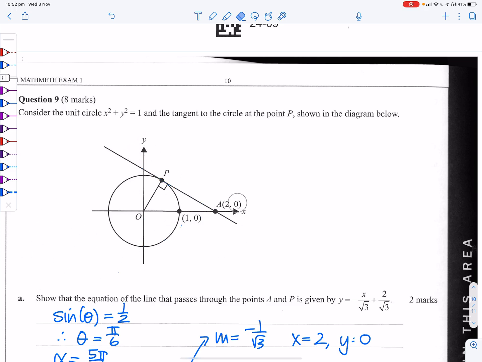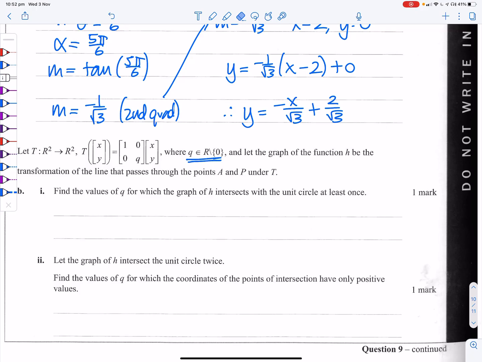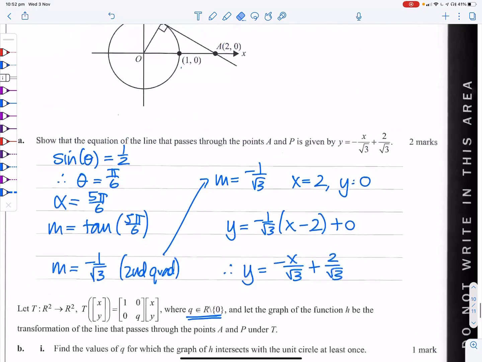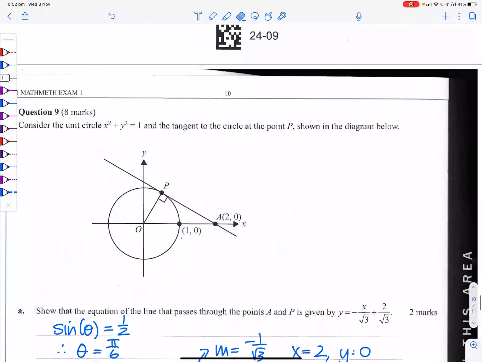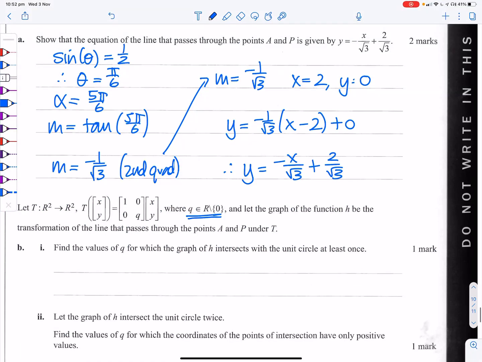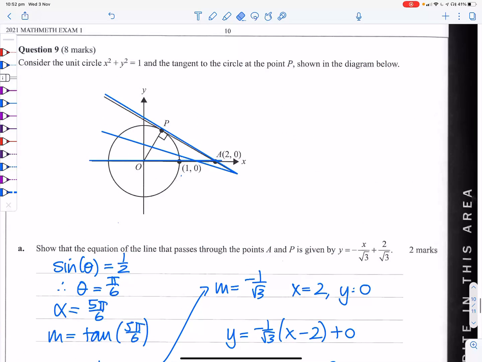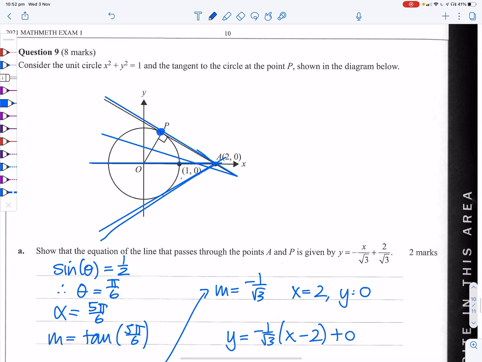Now, find the values of q for which the graph of h intersects the unit circle at least once. Find the values of q. So if q is 1, it's going to go through there. If q is a half, it's going to go through them. If q is 0, can't be 0, because in the question it says it can't be 0. But we know by symmetry, if that's when q is 1, it touches it once, and that's when q is negative 1, it can be all values.